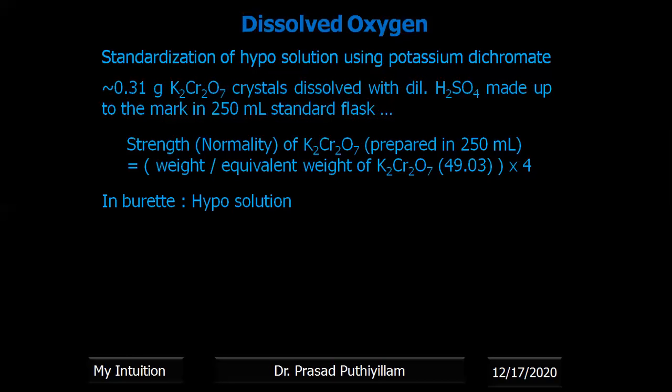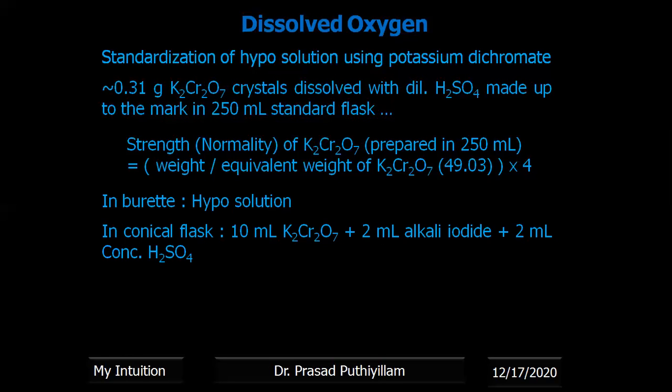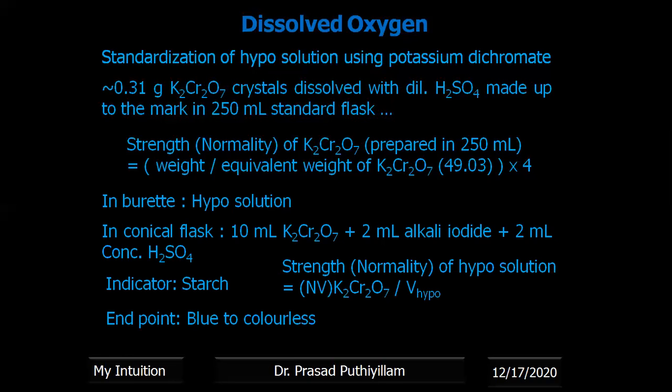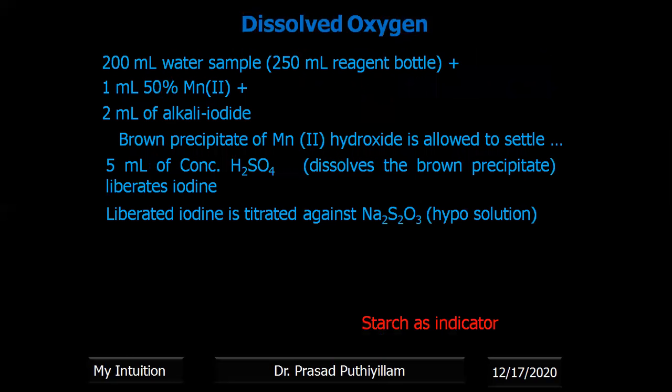Hypo solution, sodium thiosulfate, is taken in the burette. 10 ml potassium dichromate, 2 ml alkali iodide and 2 ml concentrated sulfuric acid are taken in a conical flask. Starch is added near the end point, when the color becomes pale. The color changes from blue to colorless. Here the strength of the hypo solution can be calculated as normality times volume of potassium dichromate divided by volume of the hypo solution.